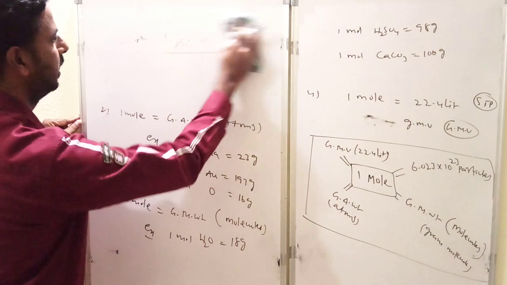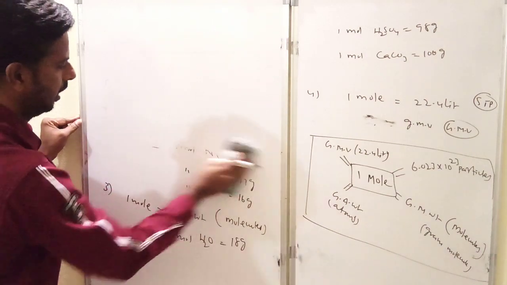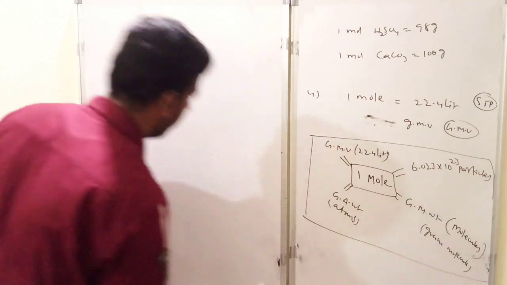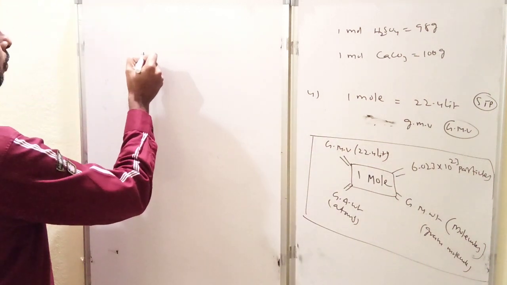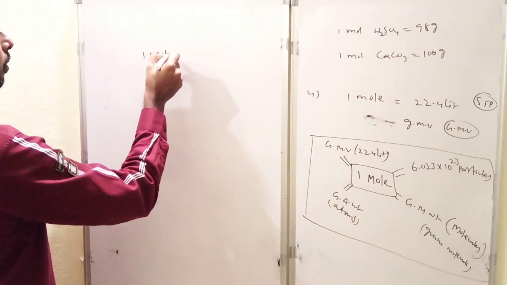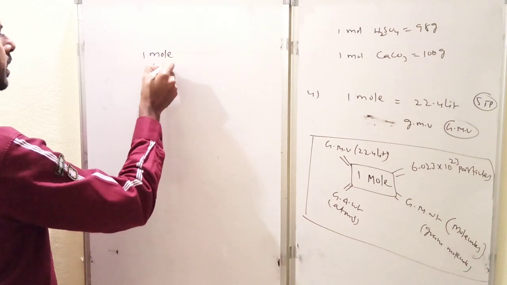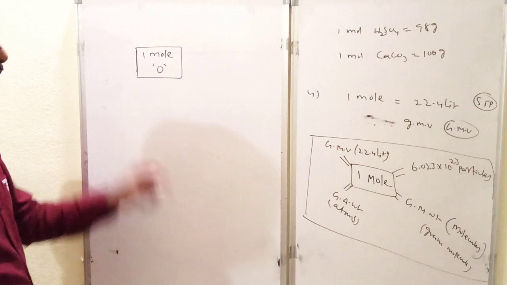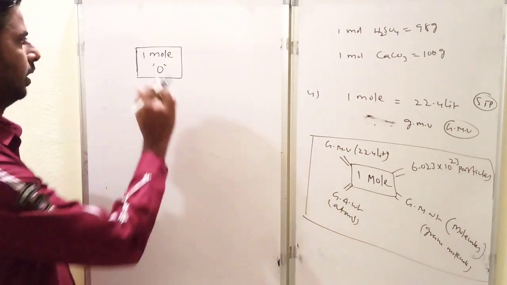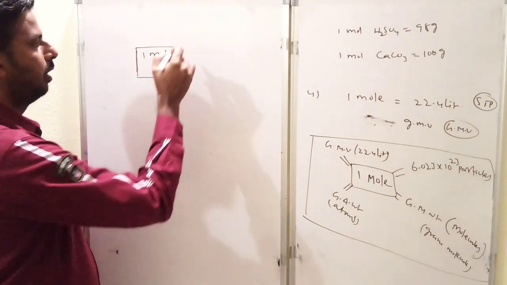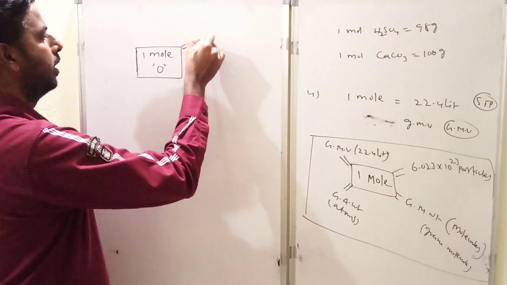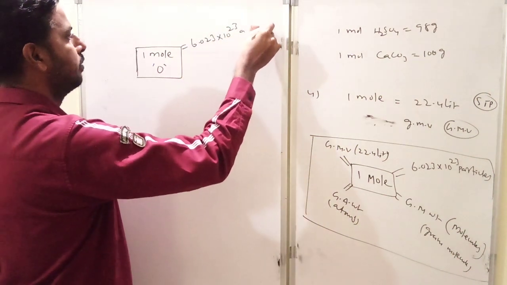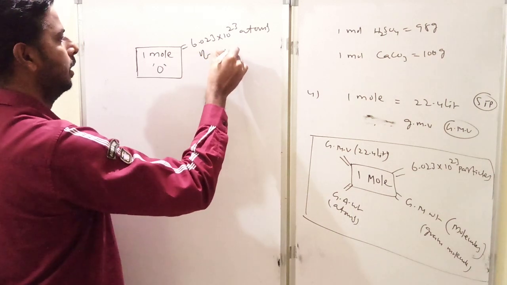Then you can get better clarification. Now observe here. Now I shall consider 1 mole oxygen atoms. Just assume that O, I have given just a symbol, that means it is atomic form. Now 1 mole of O equal to 6.023 into 10 power 23 atoms of oxygen.